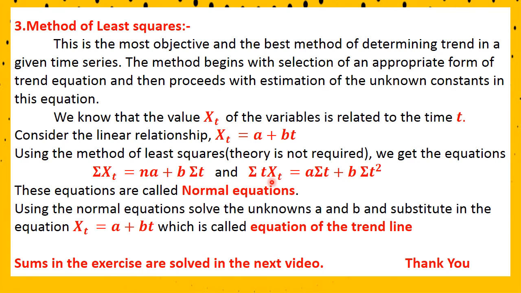Now these equations are called normal equations, and we solve these equations to find the values of a and b. Then we substitute in this equation, and we can get the values for the years, and using this we can plot the points on the graph also. So this is called the equation of the trend line.